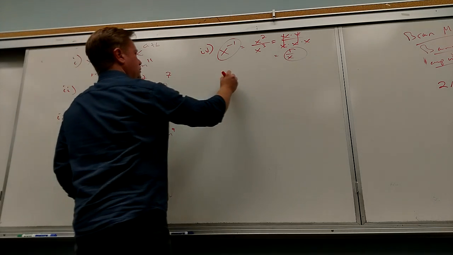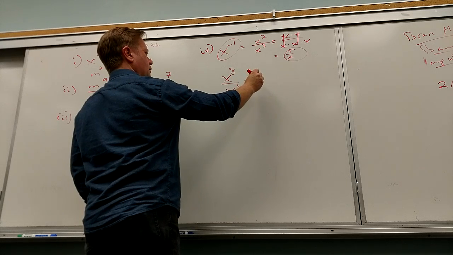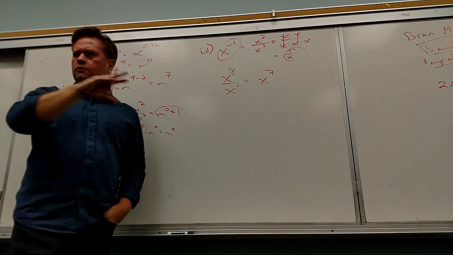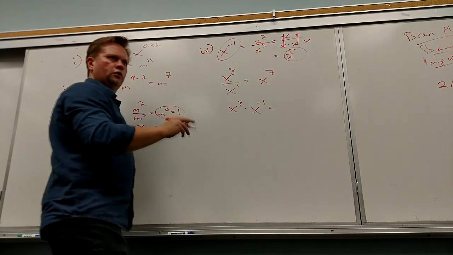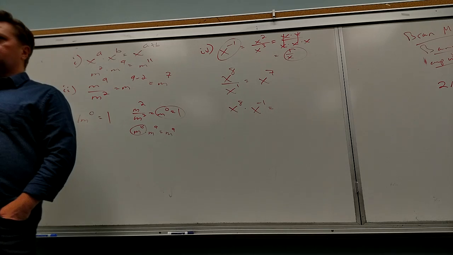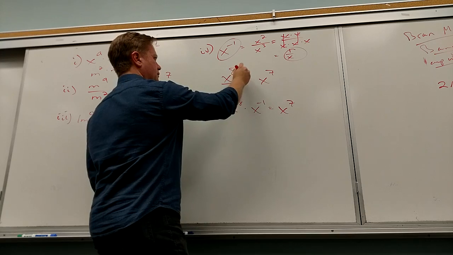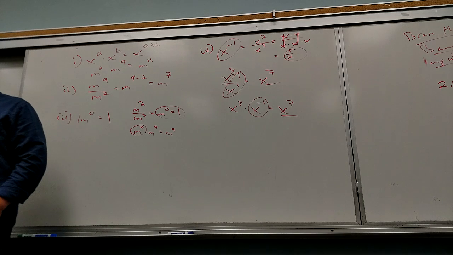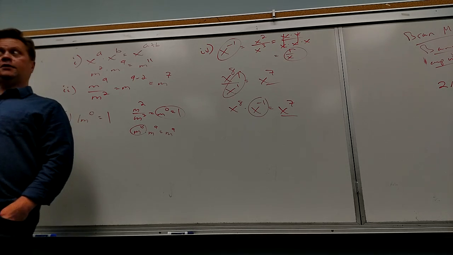So help me out. What's x to the 8th divided by x to the 1st? X to the 7th, 7. Don't freak out. What's x to the 8th times x to the -1? What do you do with the powers? What's 8 plus -1? 7. So this must be the same as this because I got the same answer. They must be the same as each other, right? If A times B equals A times C, then B equals C.